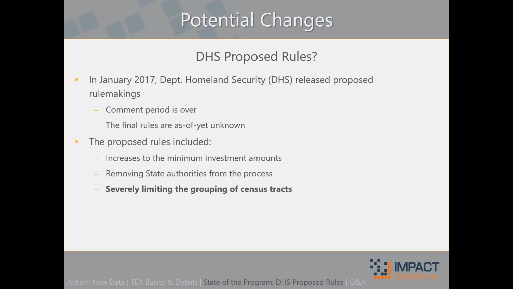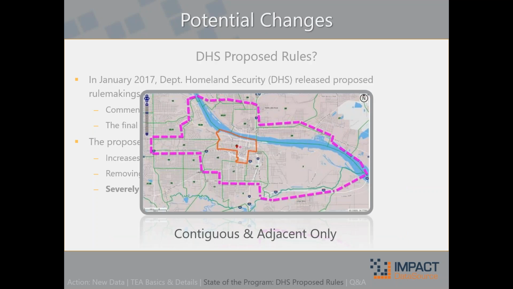Besides the investment levels going up, the proposed rules would also severely limit the grouping of census tracts. While currently the states are very flexible and you can get as creative as you want as long as the math works and the state will certify it, the proposed rules would only allow you to combine tracts that are contiguous to the project tract. So in this example, if the math didn't work with just the project tract shown here with the orange outline, you could only also use the census tracts that are outlined in purple. So that would severely limit the possibility for TEAs compared to the current rules right now.